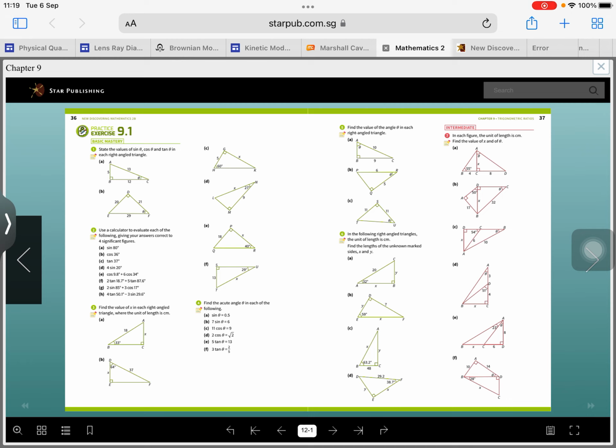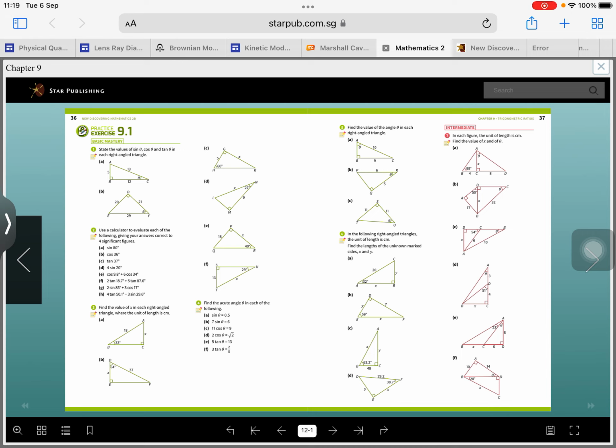So basically that's the main gist of this chapter: linking one angle and two sides together. And of course, a triangle has three different sides. So how do we know which two sides? That will bring us to the three different trigonometric ratios: your sine, cosine, and tangent.